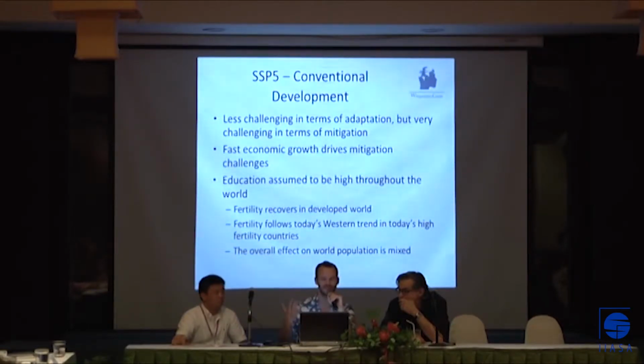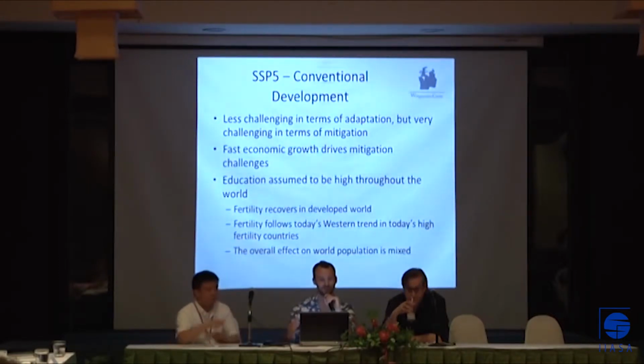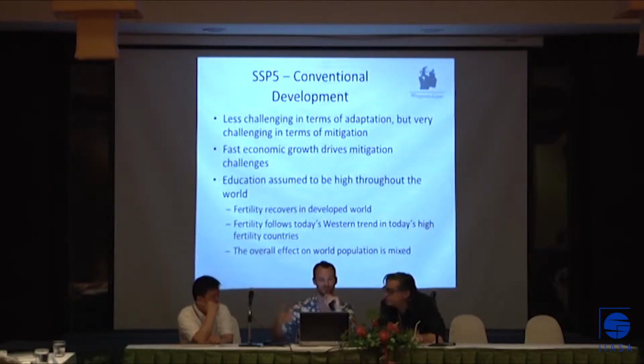So this is pretty much a scenario where more of the same, meaning more economic growth, is supposed to lead to the solution of all problems. But of course, even though this leads to continuous growth in all parts of the world, and the poorer countries catch up to some extent, it is also much more challenging in terms of mitigation, because these formerly poorer countries will also catch up to the consumerist lifestyles that we see in the richer parts of the world today. So this fast economic growth throughout the world, which is happening not in a sustainable way, drives mitigation challenges.